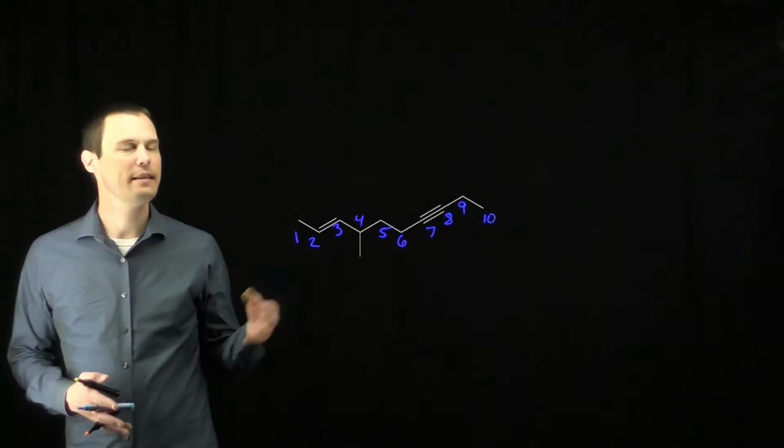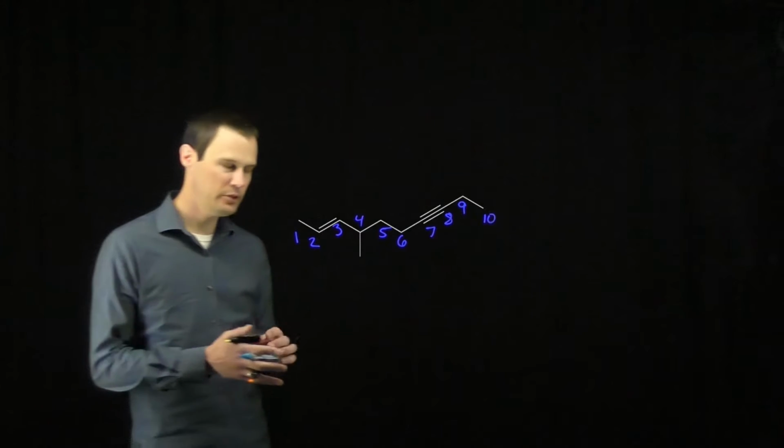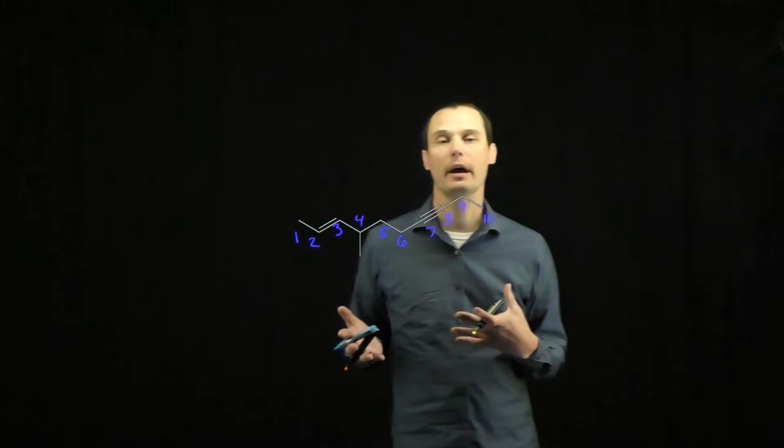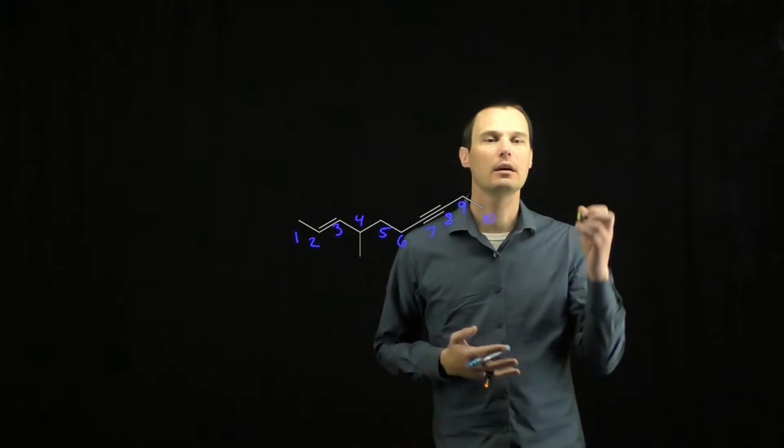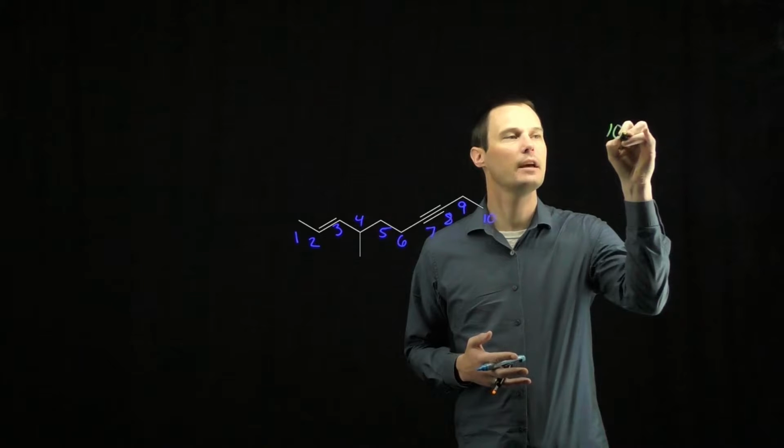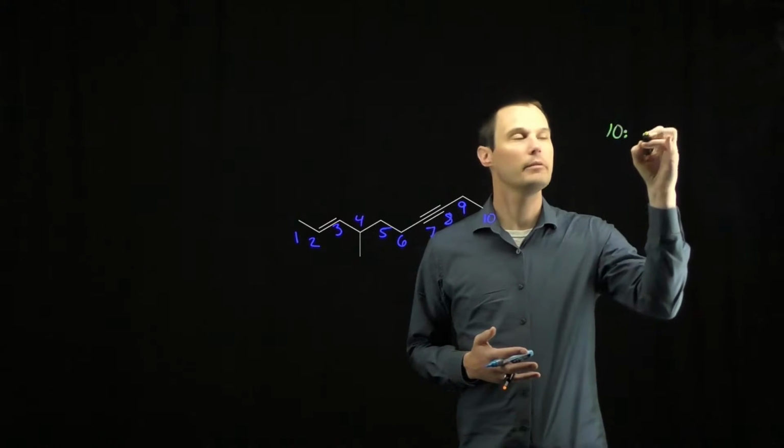This question asks us to provide the IUPAC name for this molecule. The first thing we need to do is to find the parent hydrocarbon in this molecule. There are 10 carbons in this molecule, so we'll start with the name of our 10-carbon parent hydrocarbon. That would be decane.